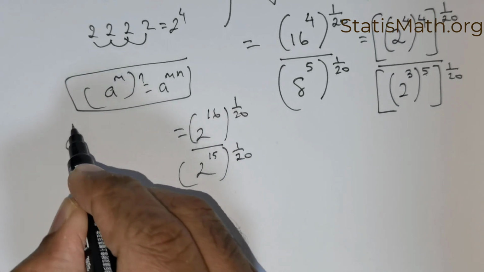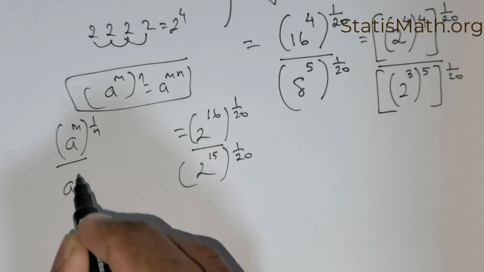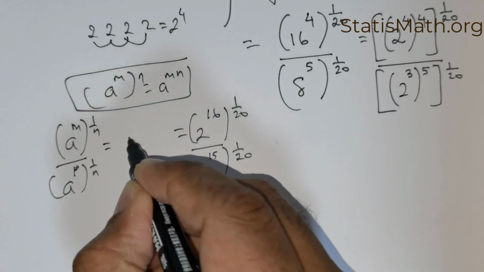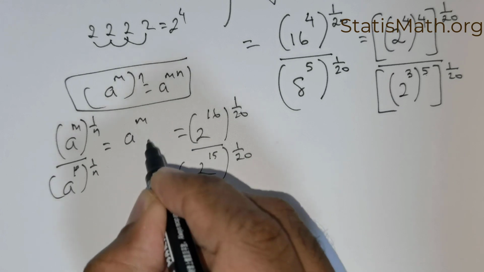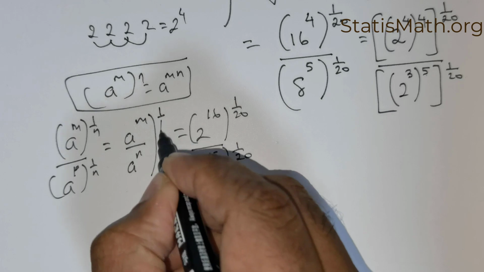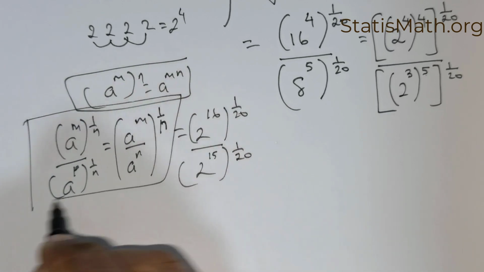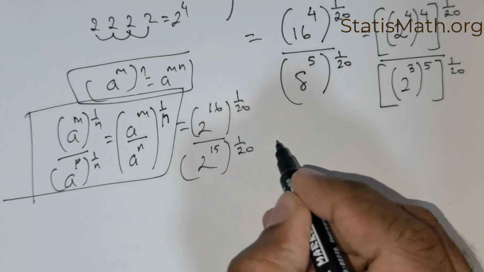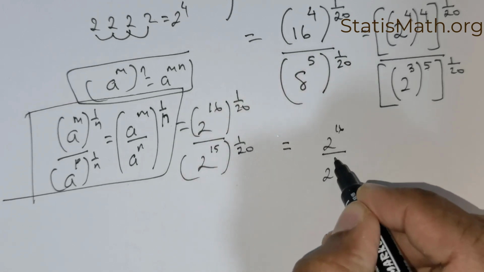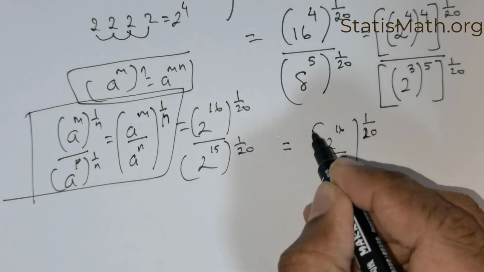Now if you have a quantity like this, a raised to the power of m raised to the power of 1 over n divided by a raised to the power of some p raised to the power of 1 over n, you can rewrite this as a raised to the power of m divided by a raised to the power of p, the whole quantity raised to the power of 1 over n. This is always possible. So by that property, what I wish to do is rewrite this as 2 raised to the power of 16 divided by 2 raised to the power of 15. The entire quantity is raised to the power of 1 over 20.